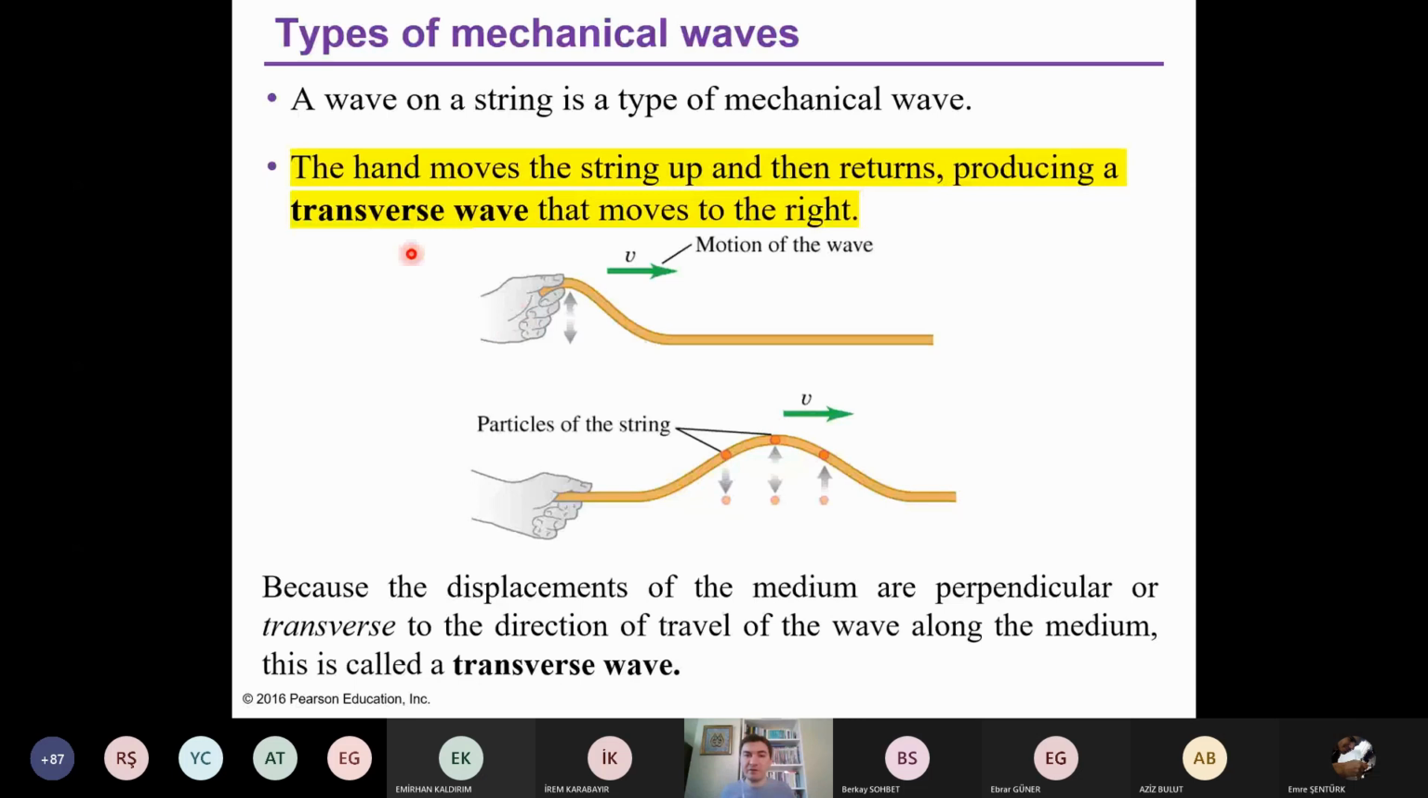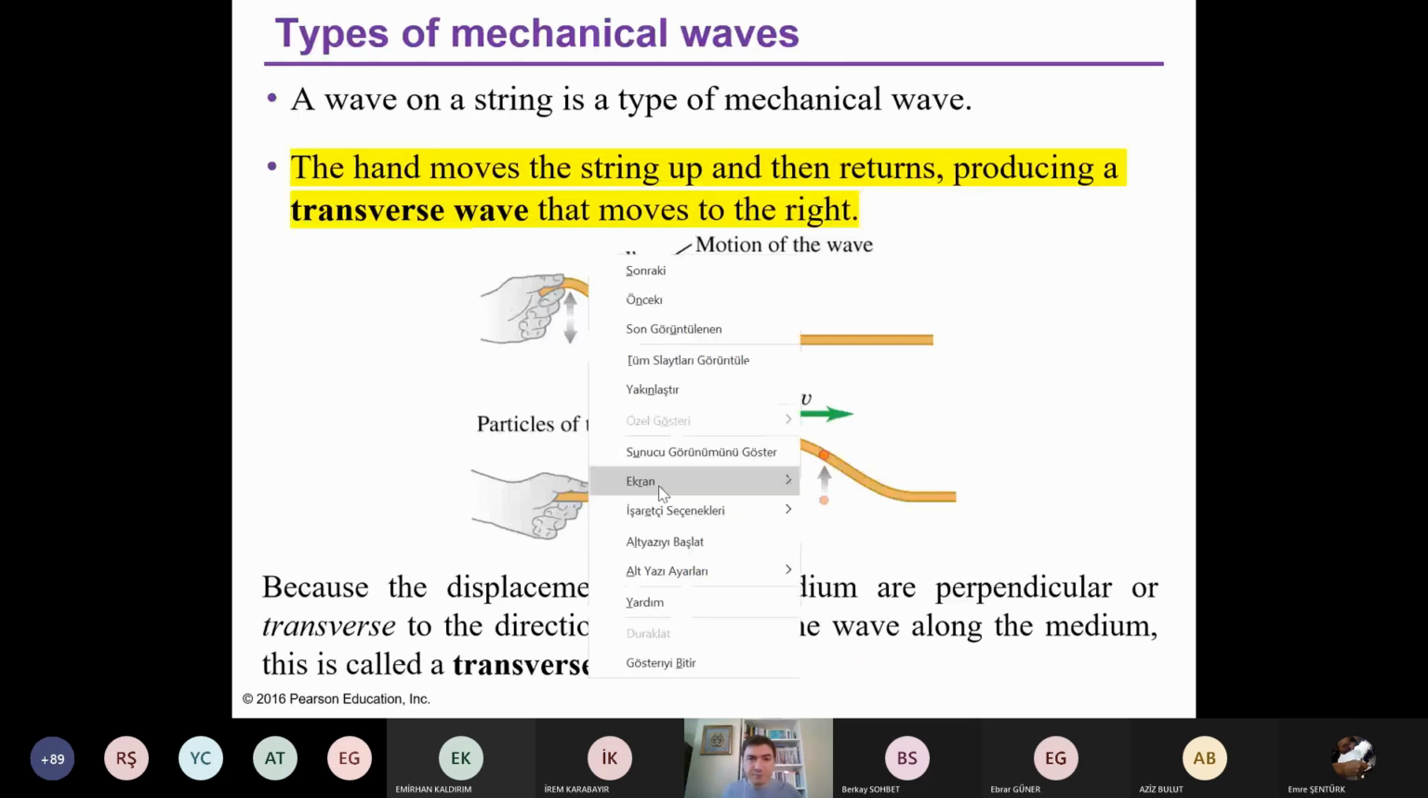So what do you see here? You produce a disturbance here, and then this disturbance travels to the right. What is the meaning of transverse wave? Why do we name this wave as a transverse wave? Because the displacements of the medium are perpendicular or transverse to the direction of travel of the wave along the medium. So let me explain like this.